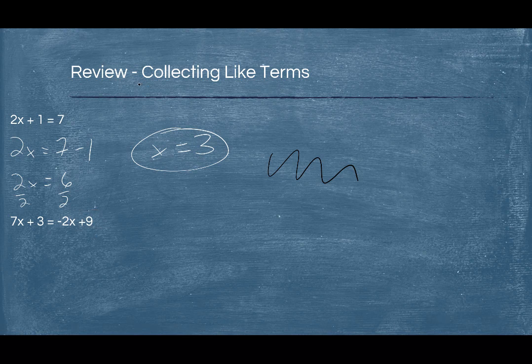So you notice the title here in this review says collecting like terms. Well, we didn't have to do that. We just solved a quick equation there. And this one here, we do have to collect like terms. There's 1, 2, 3, 4 terms in this equation. And the things with the x's are like terms, and the things without the x's are like terms with each other. So I'm going to get everything with the x over onto the left side and everything with no x on it over to the right side.